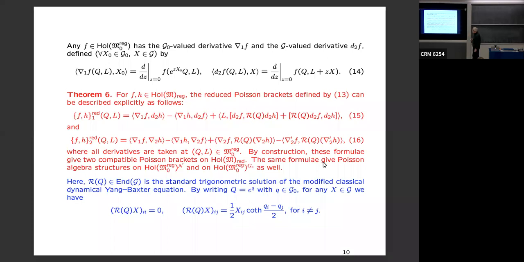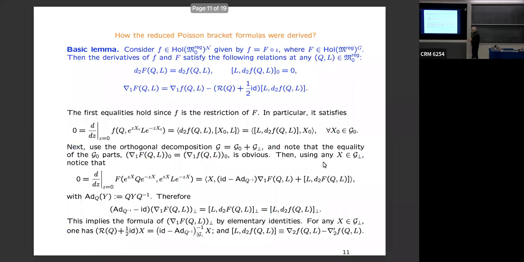Okay, so this is the formula of the reduced Poisson structure, and actually these formulas also give Poisson structures on functions which are only invariant under conjugation by the maximal torus and conjugation action by the normalizer of the maximal torus. Okay, well, maybe I don't explain how these were derived.